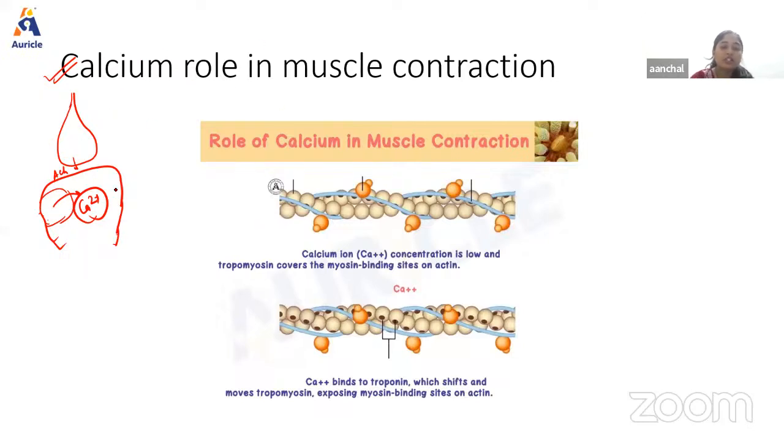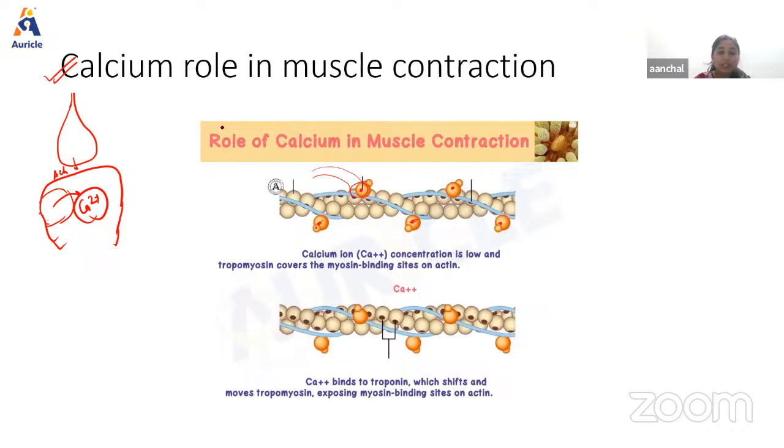Now, what is the function of this calcium? This calcium is going to bind over the tropomyosin, right? And what we have learned about the tropomyosin is that it is basically present on the binding site of the actin filament. So whenever this calcium binds to the tropomyosin, it will lead to the removal of the tropomyosin. And as the tropomyosin gets removed, the myosin head can attach to that site so that the contraction can occur. Okay, so this is the role of calcium that we have discussed.